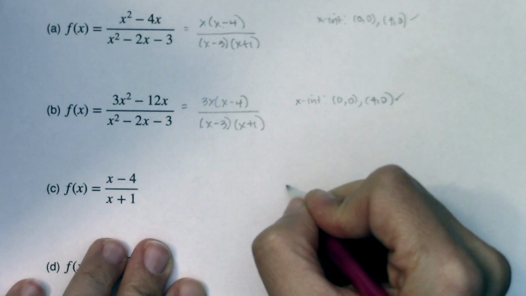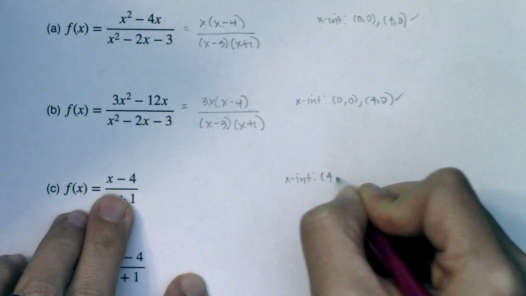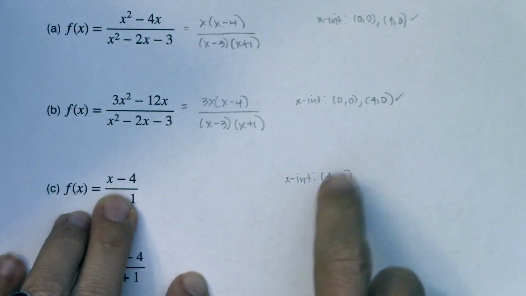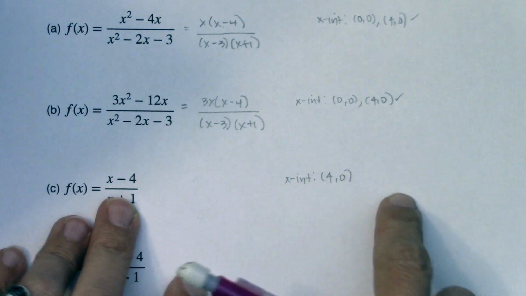That's good. For C, if I look at my x-intercepts, I only have one at 4, 0. And that is not consistent with my graph. My graph had 2 x-intercepts, one at 0, 0 and another at 4, 0.